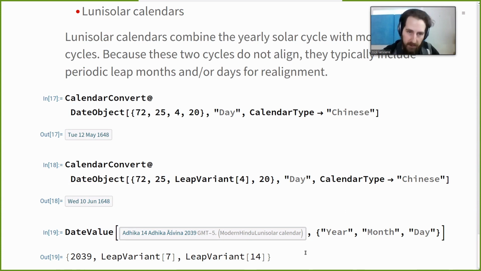So the rotation of the Earth around the sun is about 365 days, about 365 and a quarter days. The rotation of the moon around the Earth is about 29 and a half days, and those two don't mesh in a way that's super convenient for calendar systems. So you will have repeated months in lunisolar calendars periodically.